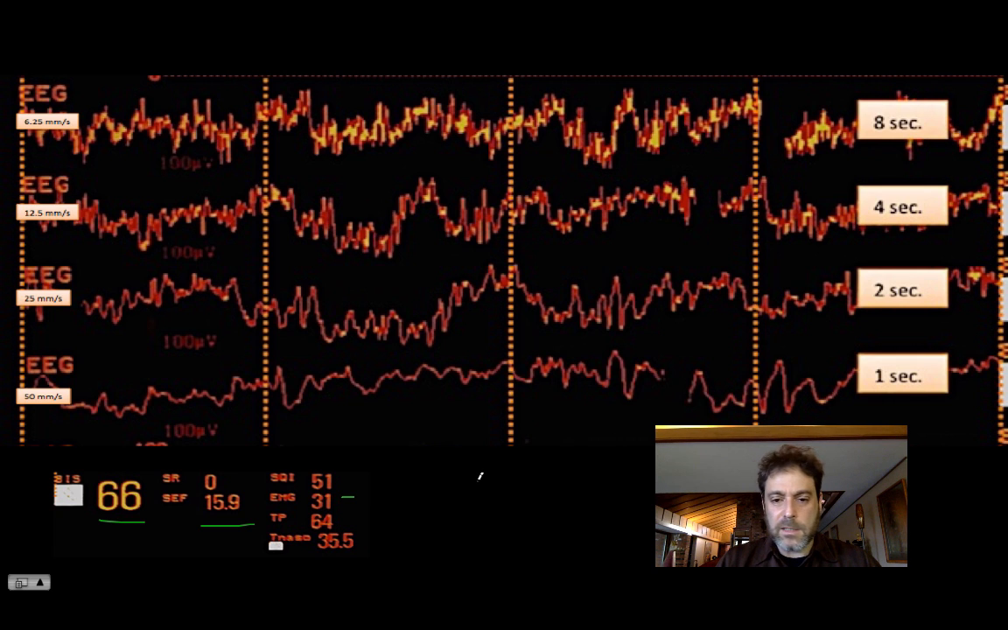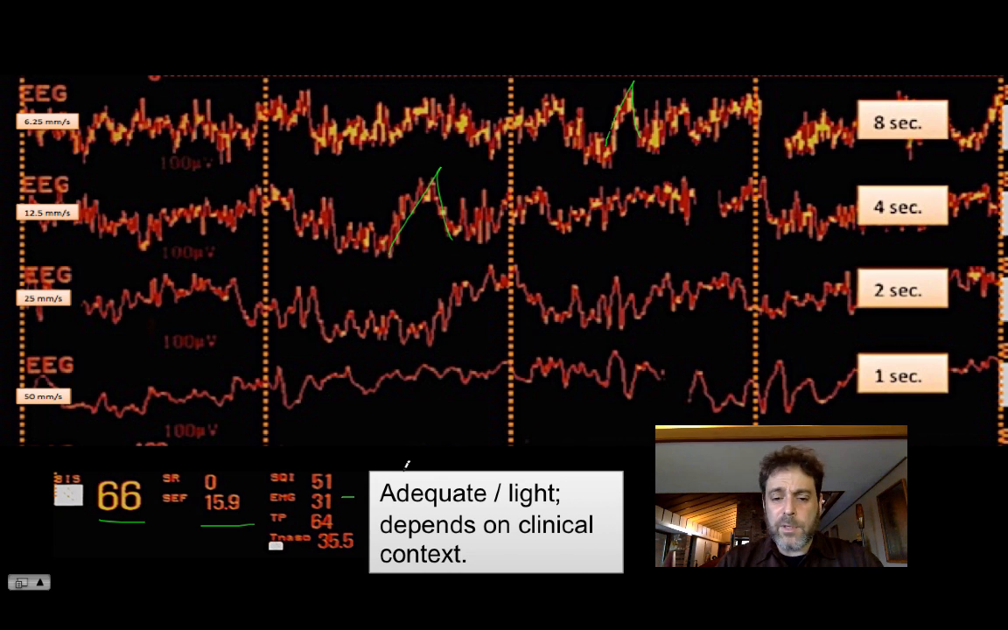Let's see if we can find an easy one to count. Here we can see these delta waves over there, delta waves over there. So we've got delta waves, spindles, not easy to count. So given that I'm not counting the spindles very easily, depending on the clinical context, I'd wonder if this was a little bit light. So adequate or light depends on the clinical context. Maybe try to get a better EEG example that's easier to interpret.